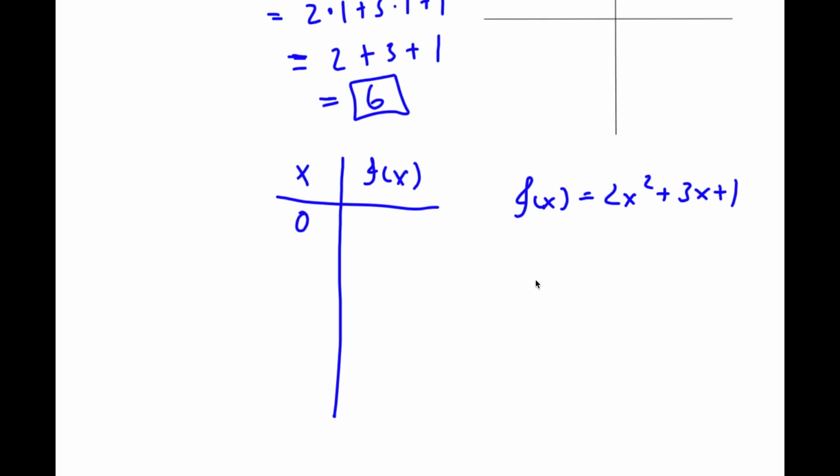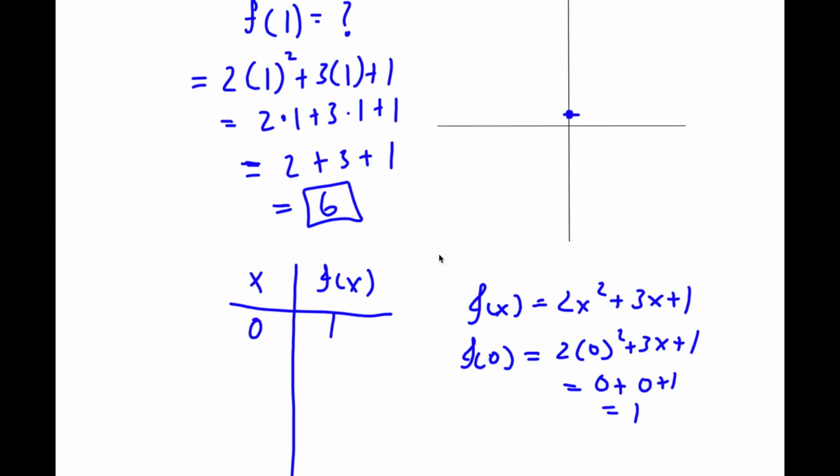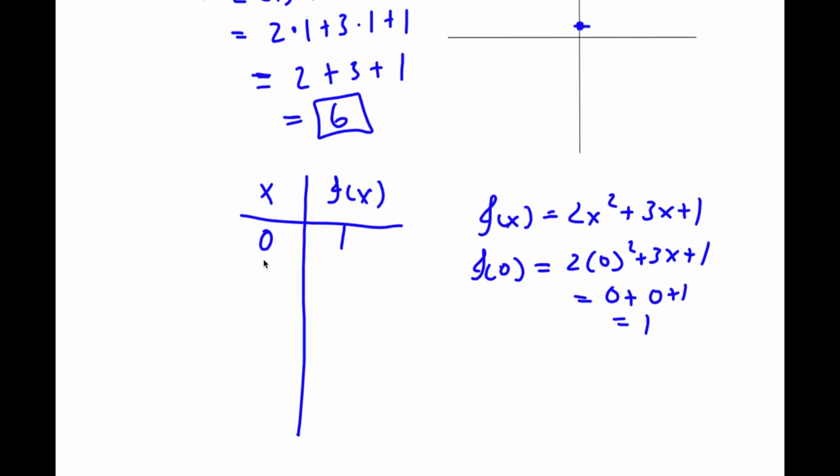If x is 0, then f of 0 would be equal to 2 times 0 squared plus 3 times 0 plus 1, which is equal to 0 plus 1, which is equal to 1. So if x is equal to 0, f of x is 1. So we have 0, 1, which is our first point. Now let's try x equal to 1.